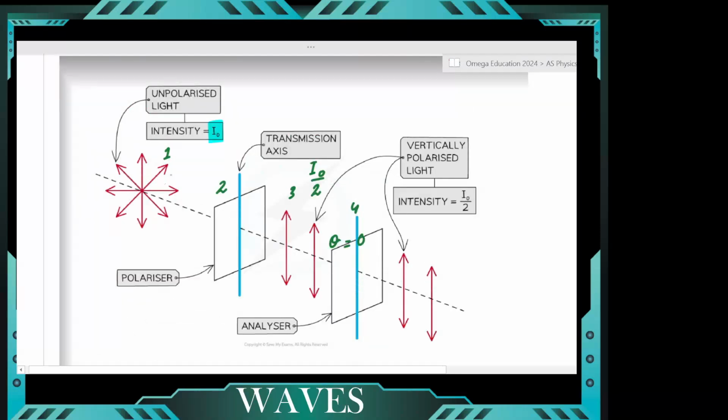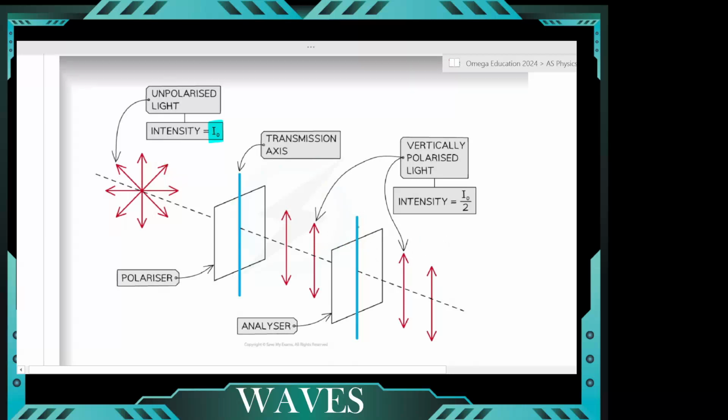So once again, I'm referring to the steps. Step number 1, unpolarized light. Step number 2, we placed a polarizer. Step number 3, the light is now vertically polarized. Step number 4, we have the analyzer. Step number 5, the light passes through the analyzer. The intensity of this light would be found using Malus's law.